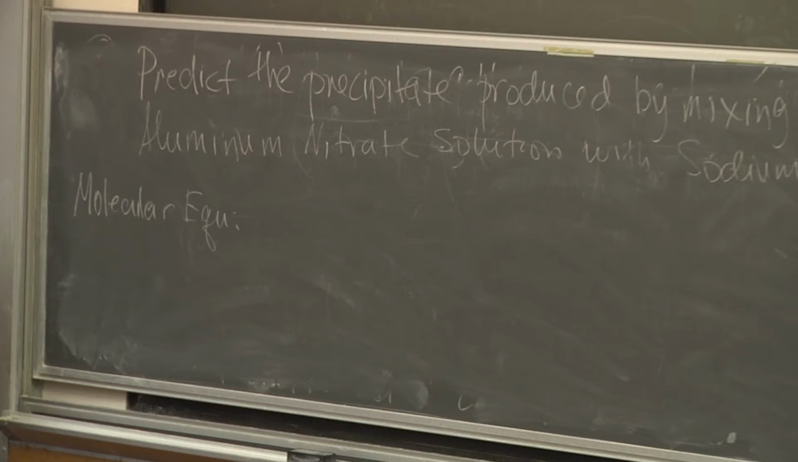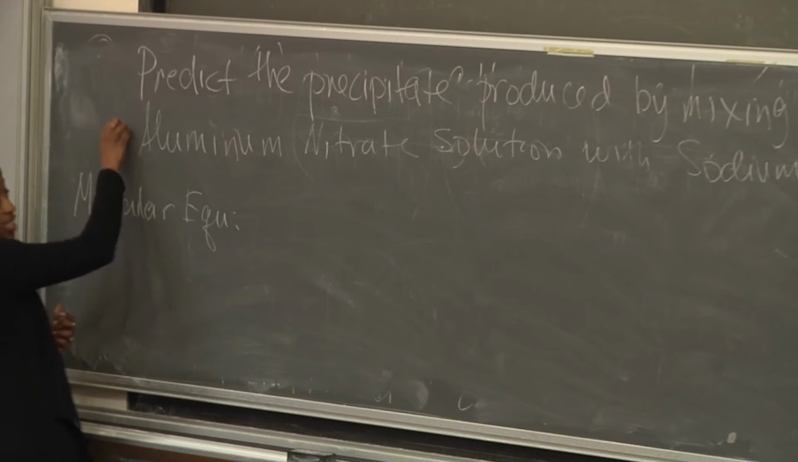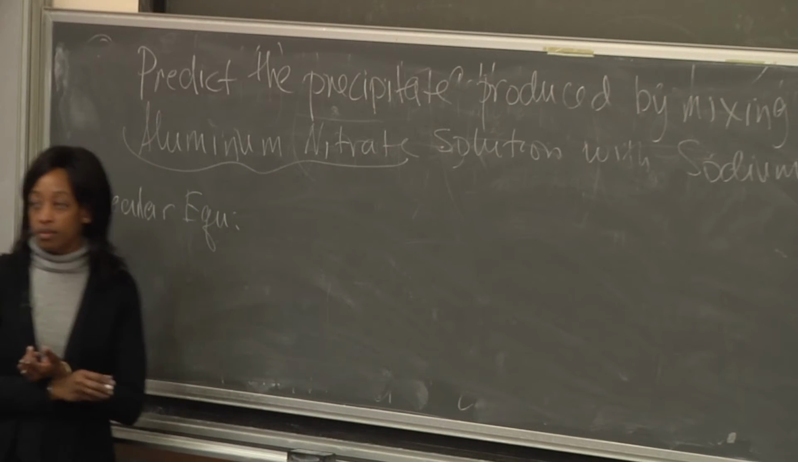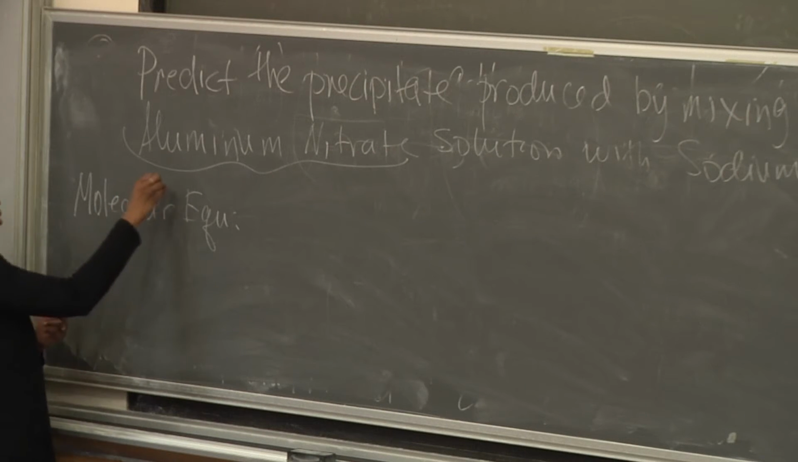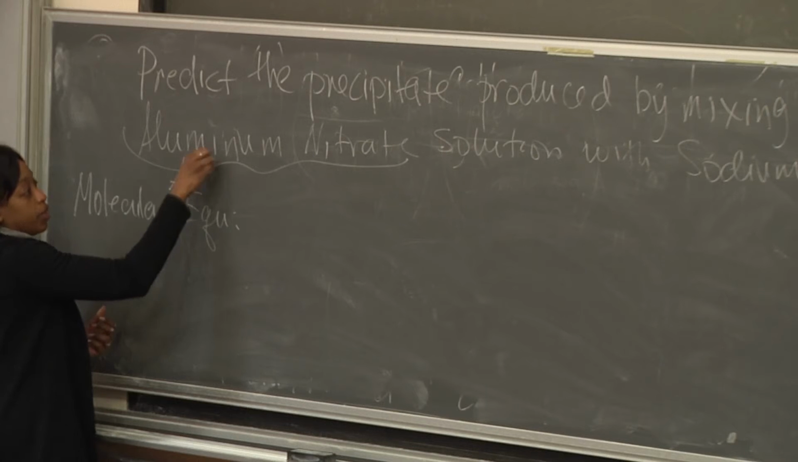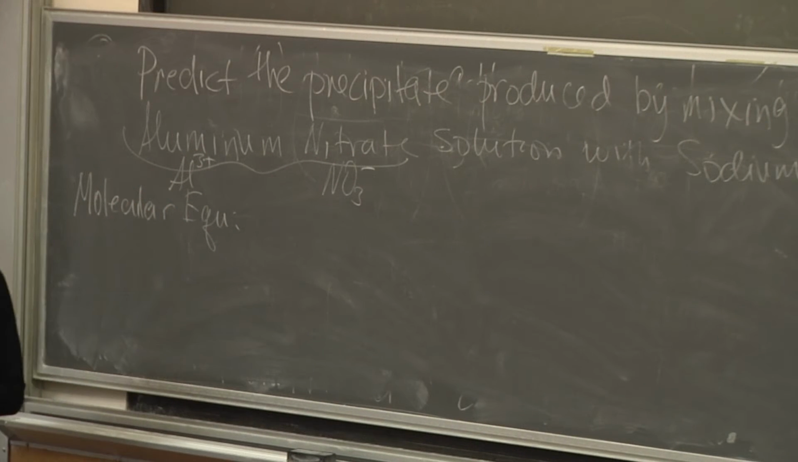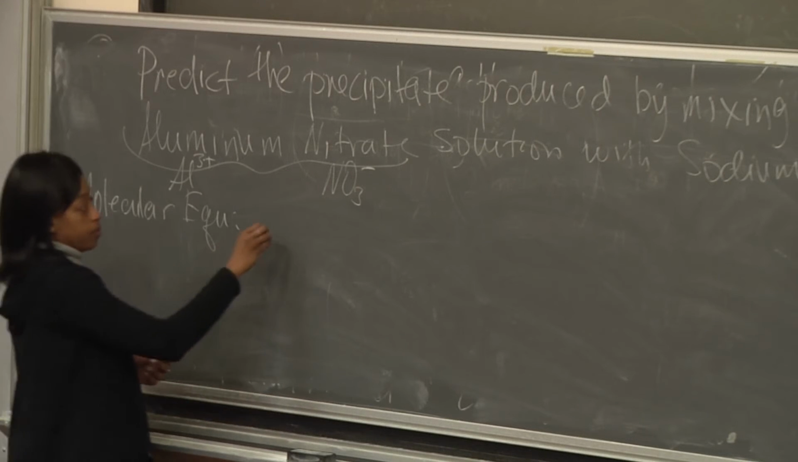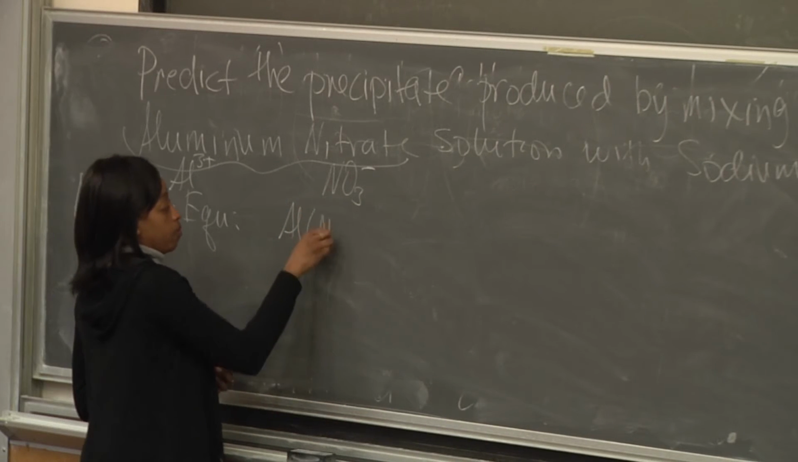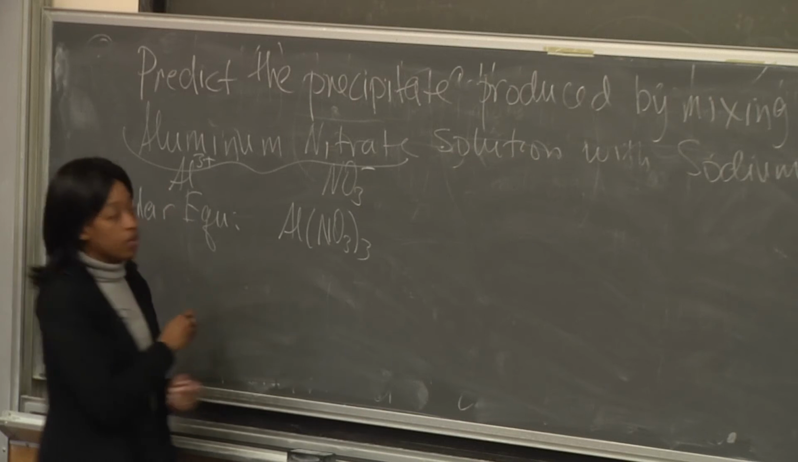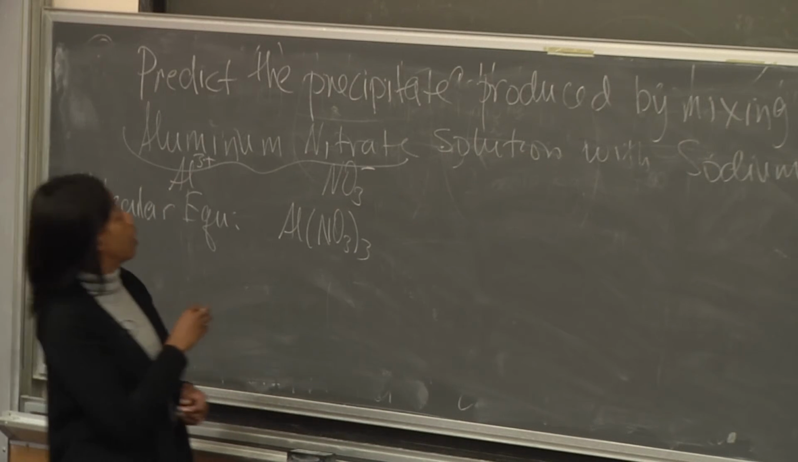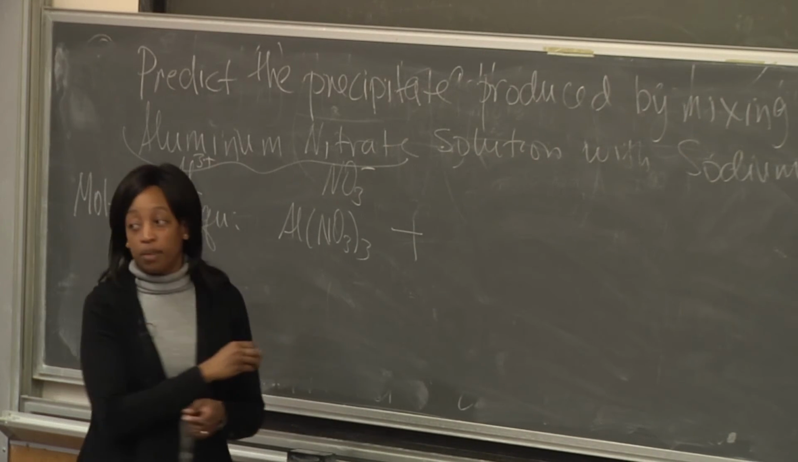So let's start off with a little bit of nomenclature. What is aluminum nitrate? Al3+ and NO3-, so the compound is? And sodium hydroxide?